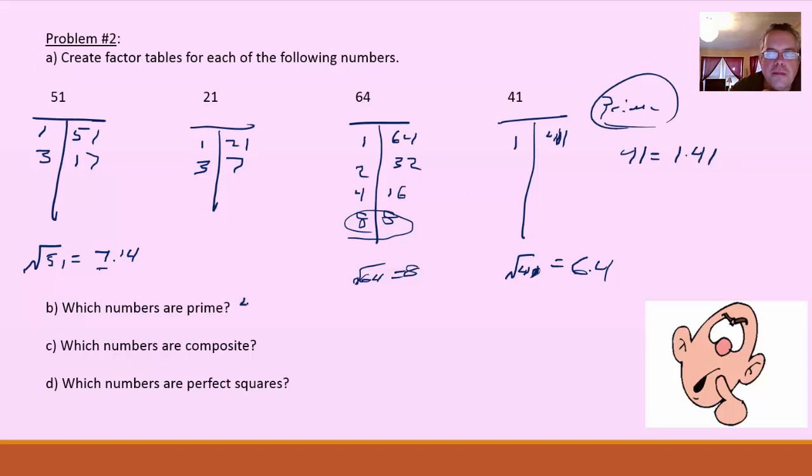Okay, which numbers are prime? 41. Which ones are composite? Everybody else. And we had one perfect square again, 64.